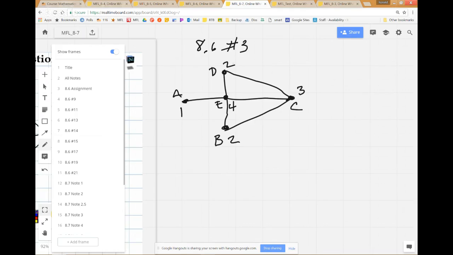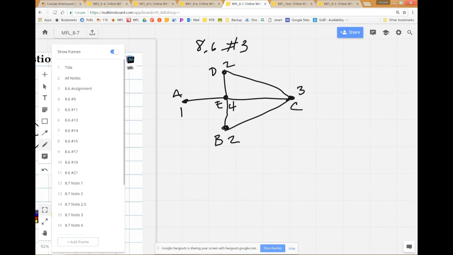How many odd vertices are there? 2 of them, 1 and 3. How many even vertices are there? 3 of them, 2, 4, and 2. Is this traversable? Yes, because if you have no odds or 2 odds, it's traversable, right? Isn't that what the rule states?